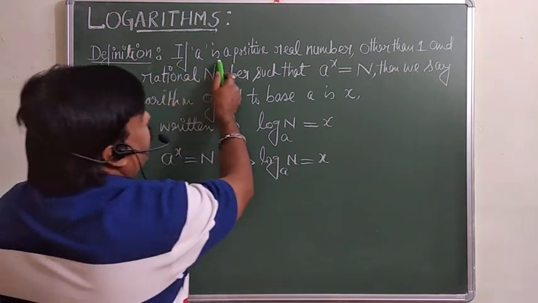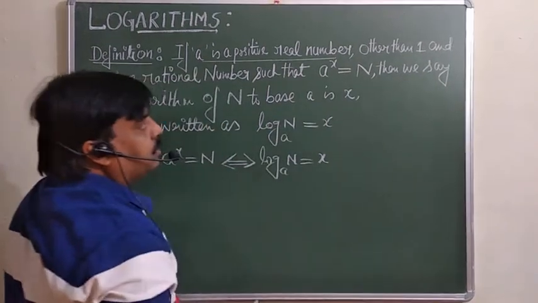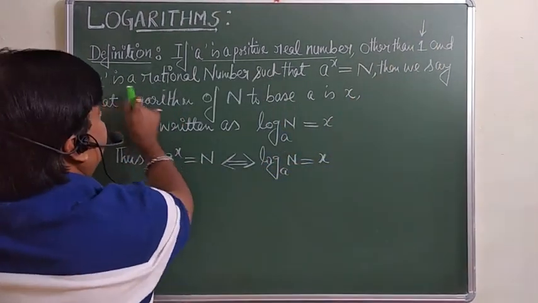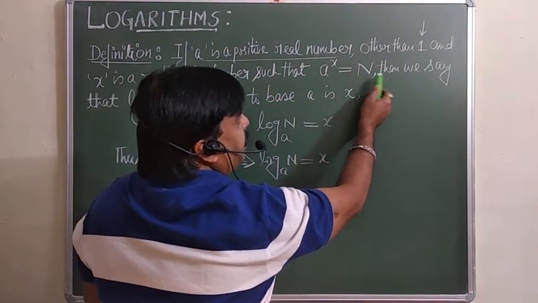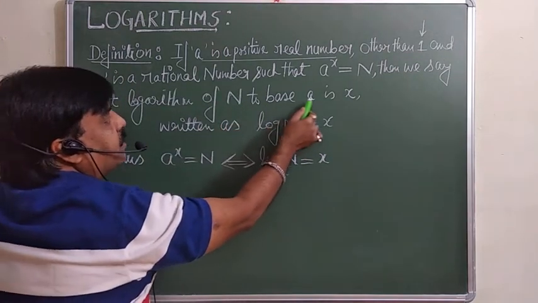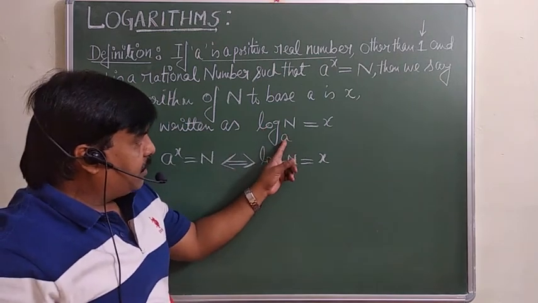The definition is: if a is any positive real number other than 1, and x is a rational number such that a raised to power x is equal to N, then we say that the logarithm of N to base a is x. This is written as log N base a is equal to x.